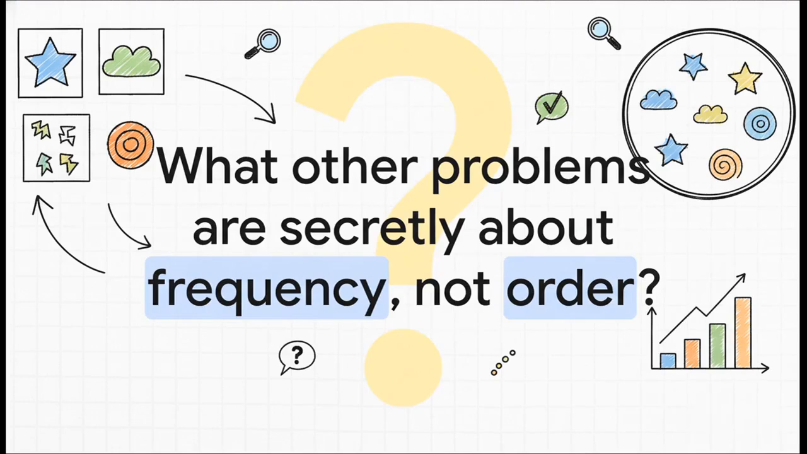So, I'll leave you with a final thought to chew on. Now that you've seen this pattern, this shift from thinking about order to thinking about frequency, where else might it apply? What other problems out there that seem to be about arrangement are actually just problems about counting? Keep an eye out for it. I think you'll be surprised how often it shows up.